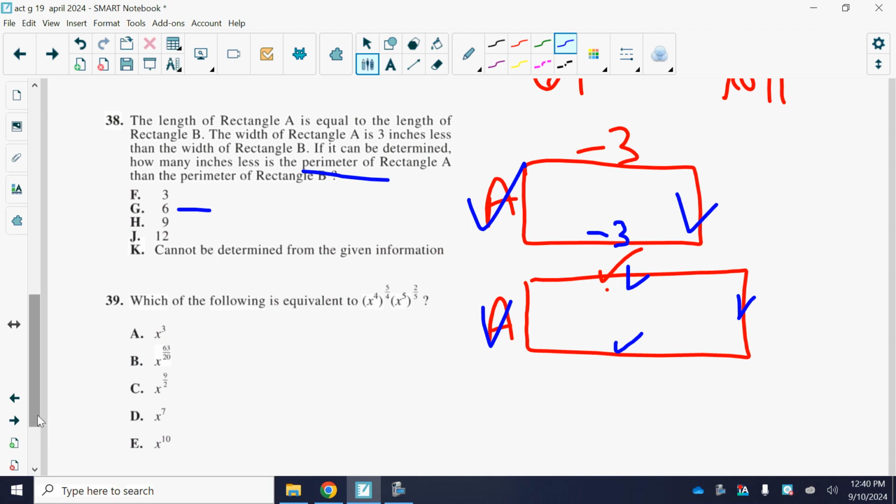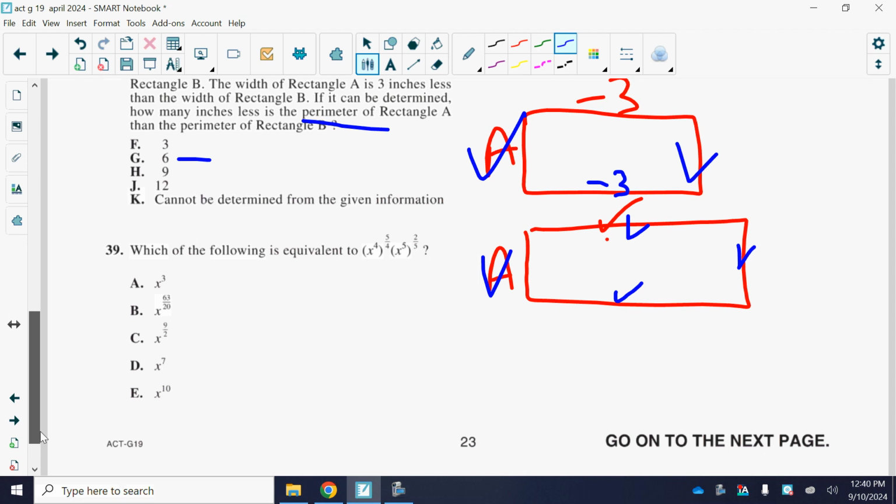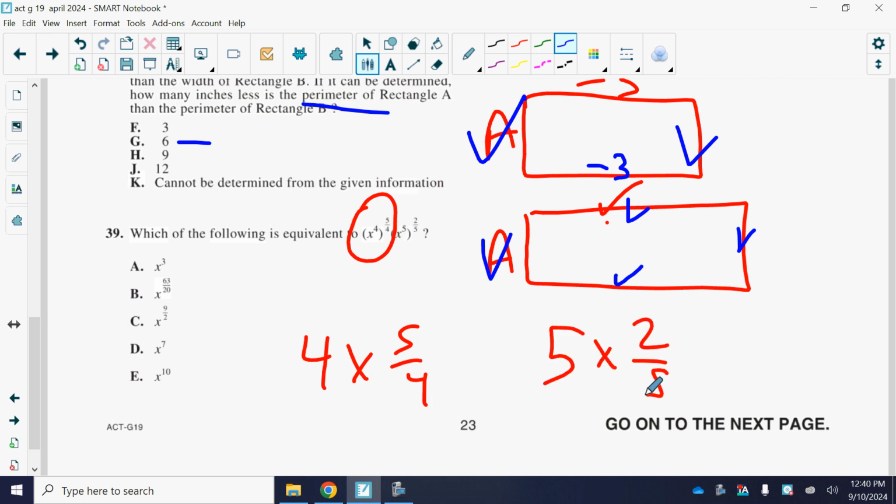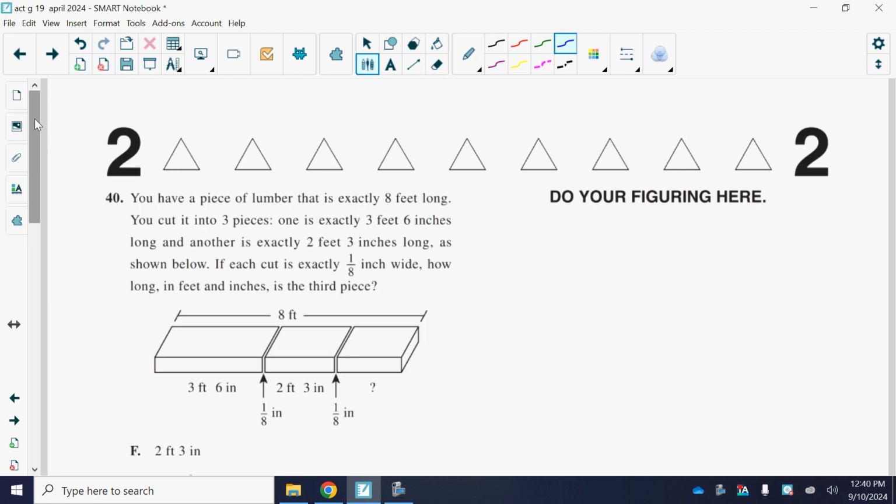Area would be, I cannot tell. A power to a power, so we multiply 4 times 5/4, and then we multiply 5 times 2/5. Power to a power, you multiply. Power times a power, you add. So the answer is 5 plus 2, 7. The x, of course, is sitting there as the base.